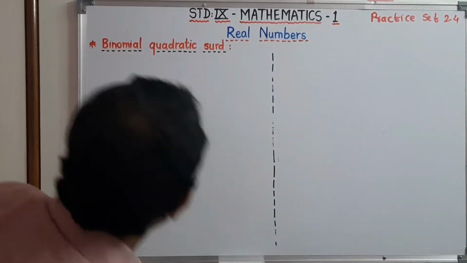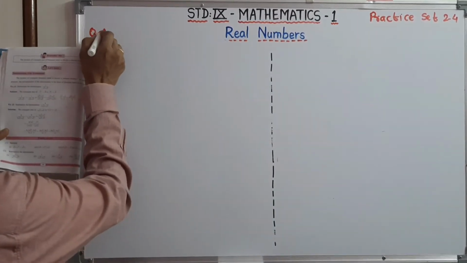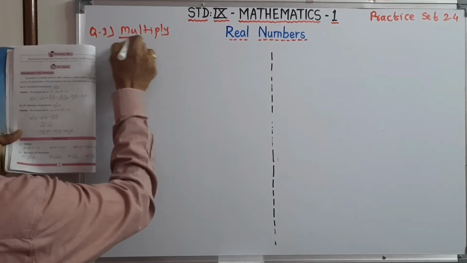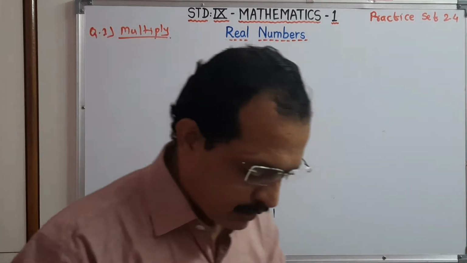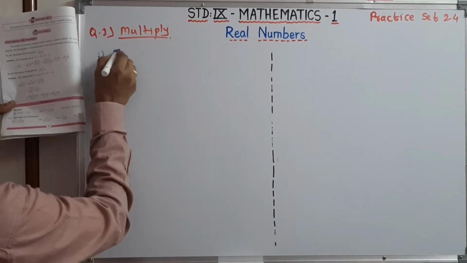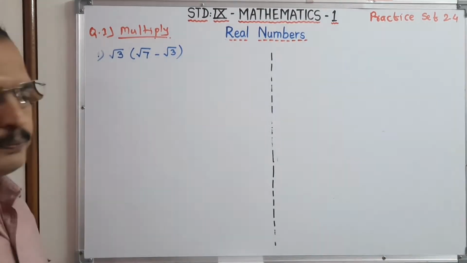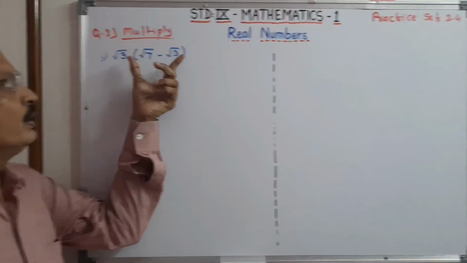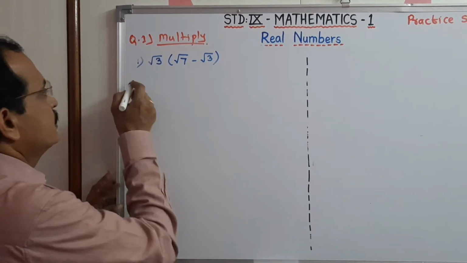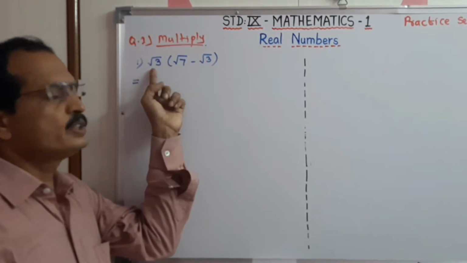See, the first question is there. Question number first. In that, we have to do the multiplication. This is the basic of question number second, how to do the multiplication, that we have to learn in this question. Now see here, root 3 multiplied with root 7 minus root 3. Simple multiplication process is there. We have to multiply this bracket with this root 3.